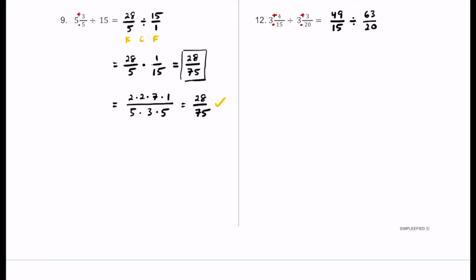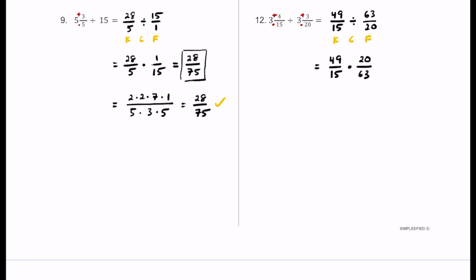Now that we have a division problem where we have just numerators and denominators, no mixed numbers or whole numbers or anything like that, we can keep, change, flip, and turn this into a multiplication problem. And so if we keep the first one, that's going to be 49 over 15 still. If we change division, that's going to be multiplication. And if we reciprocate the second fraction, the 20 is now on top and the 63 is now on bottom.